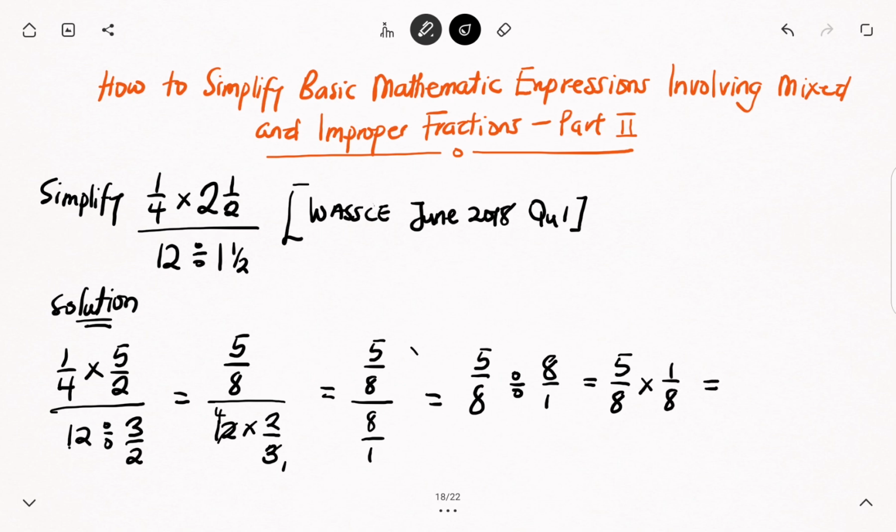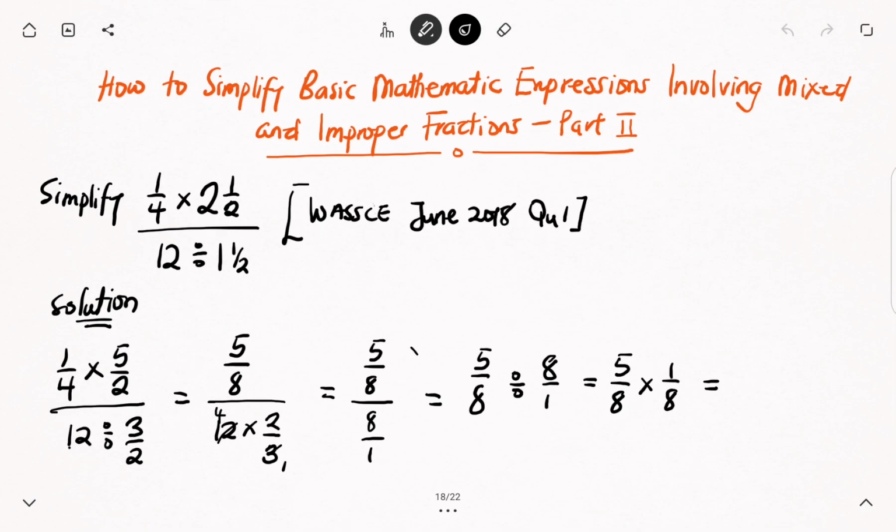So this is equal to, now that we have multiplication in between them, we can just multiply the top by the top, the bottom by the bottom to get our result. So 5 multiplied by 1 will give me 5, and then 8 multiplied by 8 will give me 64. So this becomes my answer for the first expression.